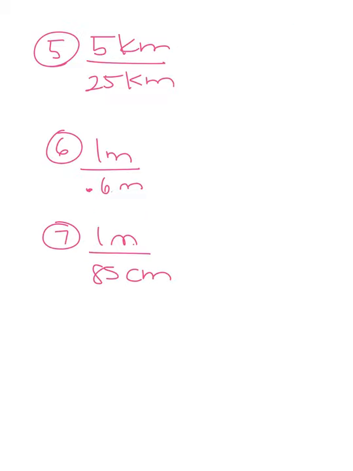In number 5, I have 5 kilometers over 25 kilometers. Now my units are the same, so they'll simplify. And I'll take 5 over 25 and I'll simplify that to 1/5. So 1/5 is my final answer.